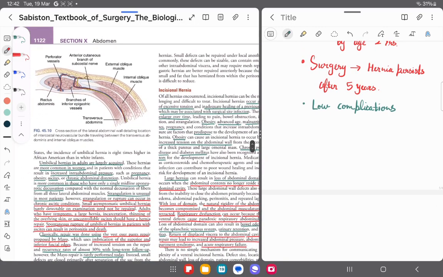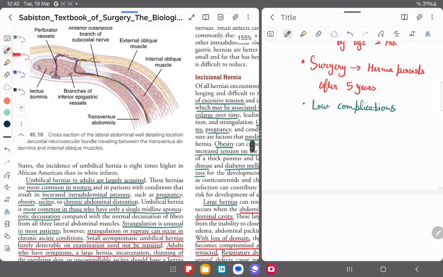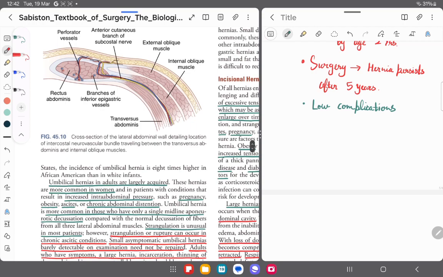This is the basic diagram, and this is the cross section of the lateral abdominal wall detailing the location of the intercostal neurovascular bundle traveling between the transversus abdominis and internal oblique muscles. So here is the neurovascular bundle.